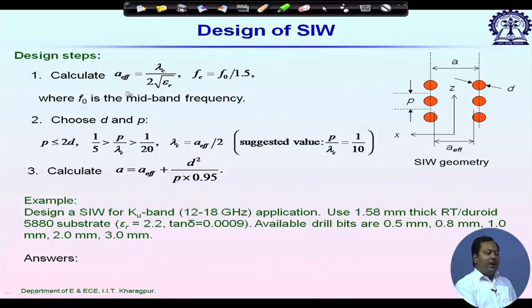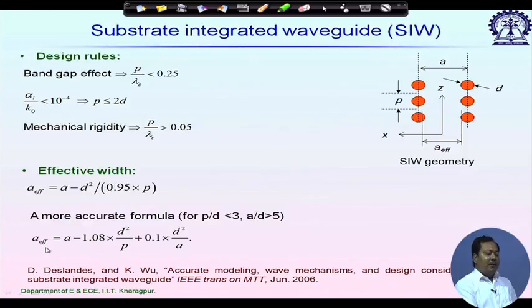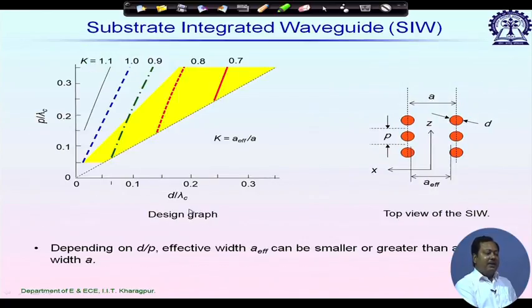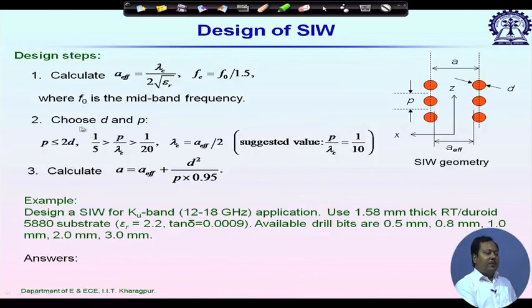Now we have A effective, so we can use this formula to calculate the physical separation A. Next we have to choose D and P. Already we know the requirements: P should be less than or equal to twice D, and P by lambda c should be within the lower limit and upper limit of 1 by 5 to 1 by 20. If nothing is specified, we choose a midpoint value, P by lambda c equal to 1 by 10, and then we calculate A. So now we have all the parameters, A, P and D.